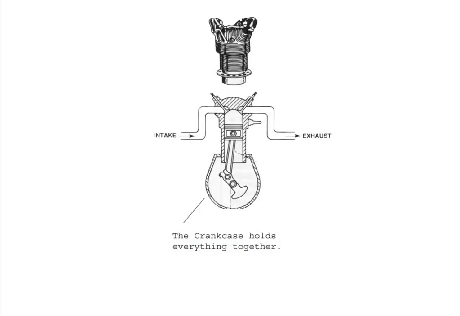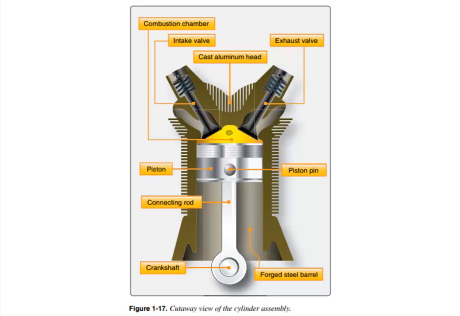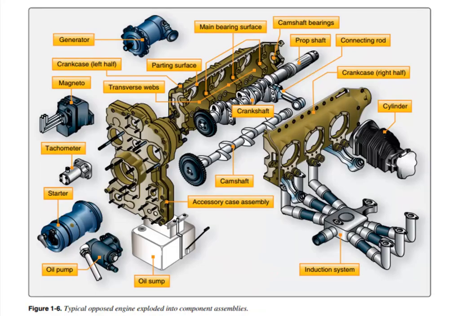The crankcase holds everything else together, and so it has to be very carefully designed to handle all the stresses of the engine. Here's a cutaway of the cylinder assembly. The cylinder assembly is everything to do with the cylinder. So the cylinder itself, the head, the valves, and the piston. If you order up a cylinder assembly, all that stuff comes with it. I can tell you from experience that a Cessna 150 cylinder assembly for the Continental O-200 is going to run you about $2,000.